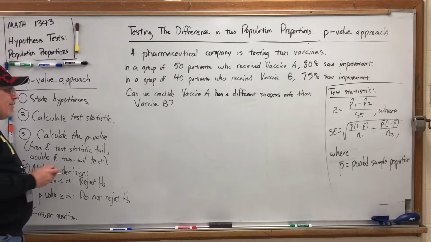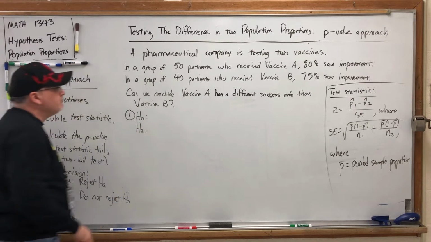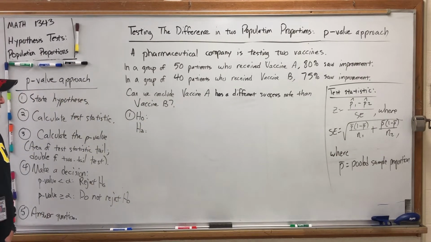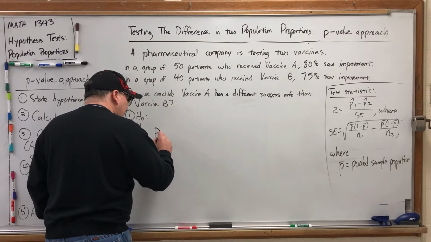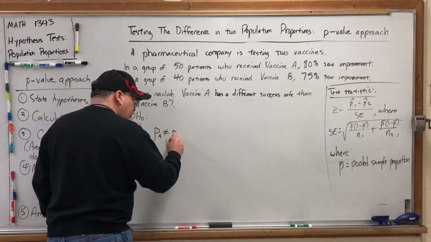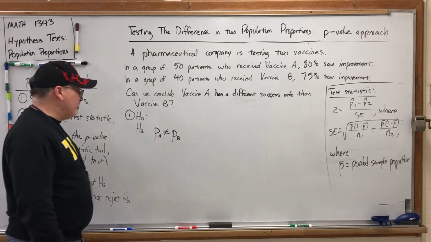All right, so let's start with our hypotheses. Null, alternative. The only statement even comparing the two success rates is the question, can we conclude that vaccine A has a different success rate than vaccine B? In other words, can we conclude that the proportion of people who take vaccine A and see improvement is different than the proportion of people who take vaccine B and see improvement? So we're being asked, can we conclude if PA is different from or not equal to PB? And since that does not allow equality, it has to be the alternative hypothesis.